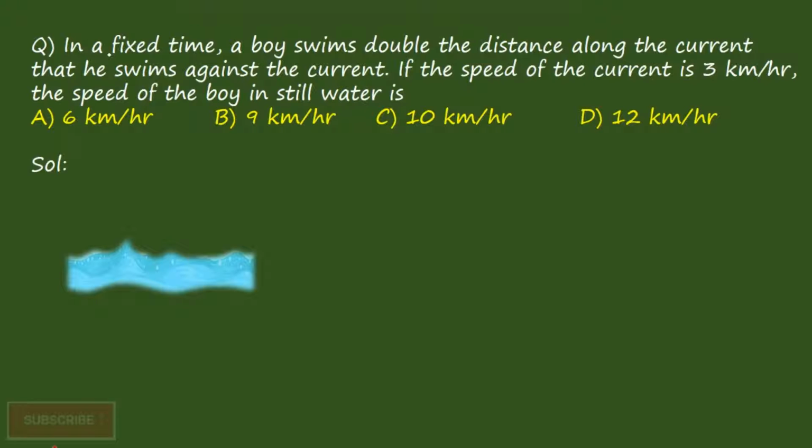Now come to the next question. In a fixed time, a boy swims double the distance along the current that he swims against the current. If the speed of the current is 3 kilometers per hour, the speed of the boy in still water is? Okay, first we understand the question.